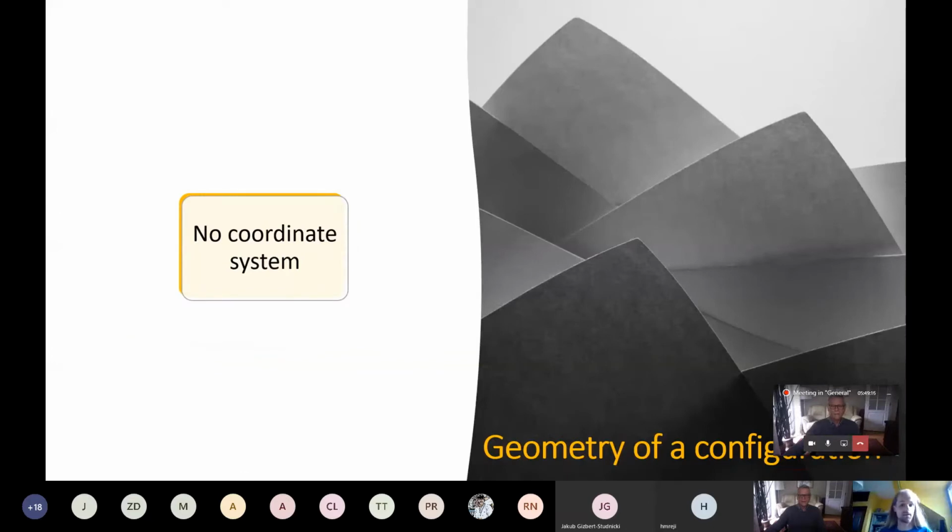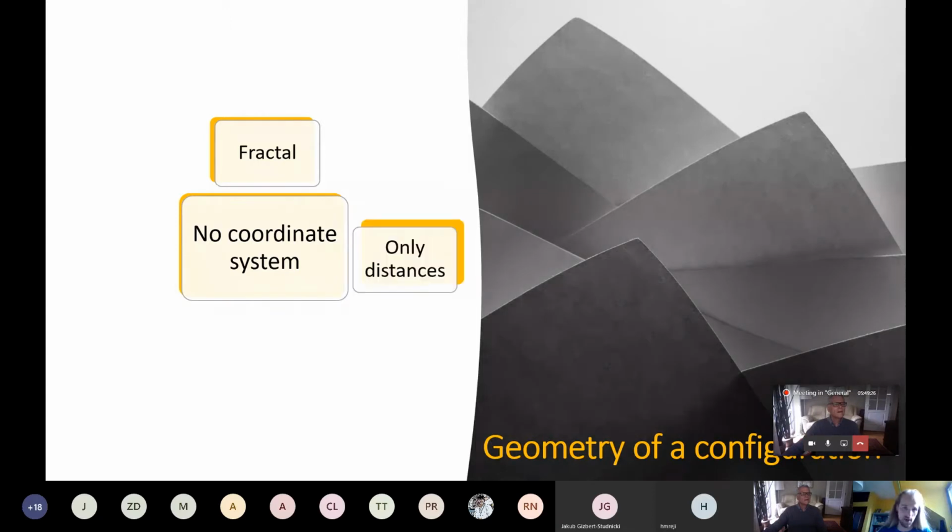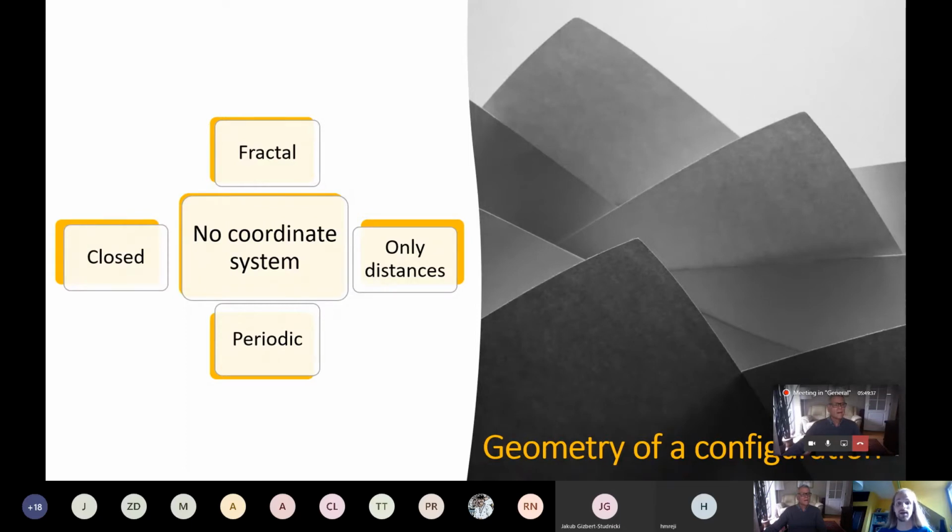What do we know about the geometry? Well, during the discretization and the Regge calculus, we got rid of the metric tensor, so we don't have a coordinate system. We have an extremely fractal structure, and we can measure only distances of simplices. We have a periodicity, especially in the time direction due to the foliation, but also in the space-like directions, we can define periodicity if we consider toroidal spatial topology.